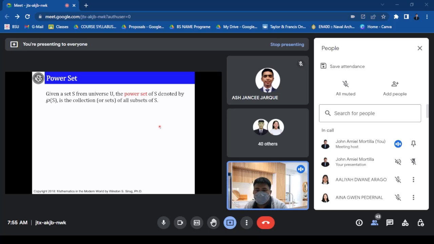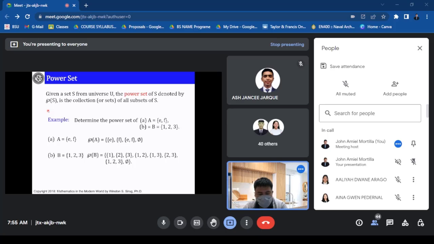Power set. Given a set S from universe U, the power set of S is the collection or set of all subsets of S. Determine the power set of A and B. So how is it obtained? Can anyone guess how it is obtained? This might be new to you.